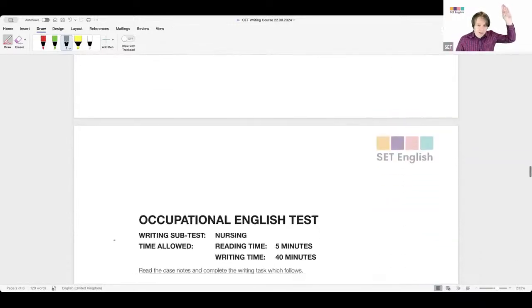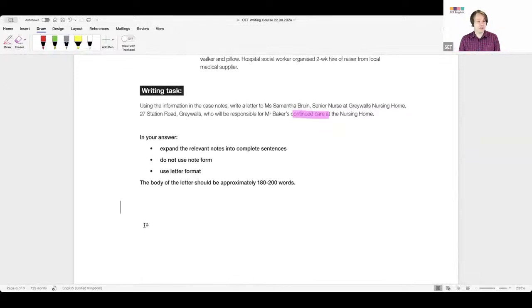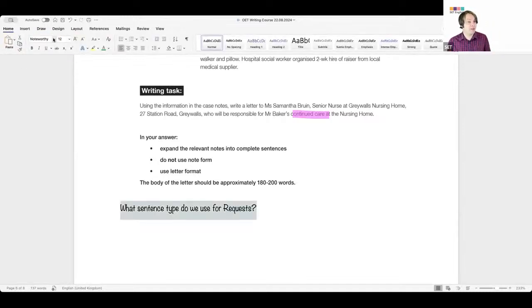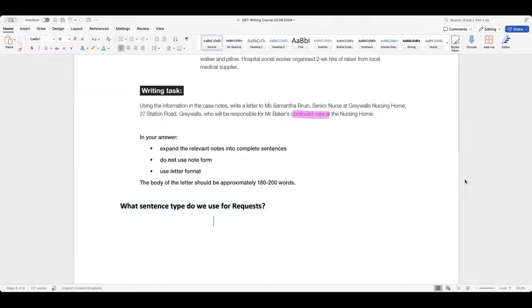Put your hand up if you know already, what is the number one useful sentence type we use for requests? There's two main ones, and you just use the same ones. It can be quite easy. Put your hands up if you know what this is. Mustafa, what sentence type do we use for requests? Answer? We use imperative sentences.